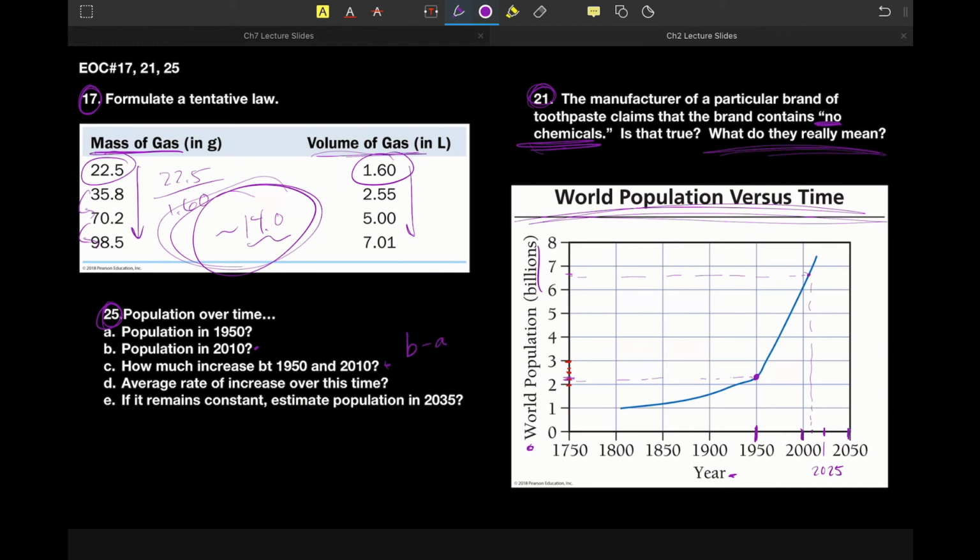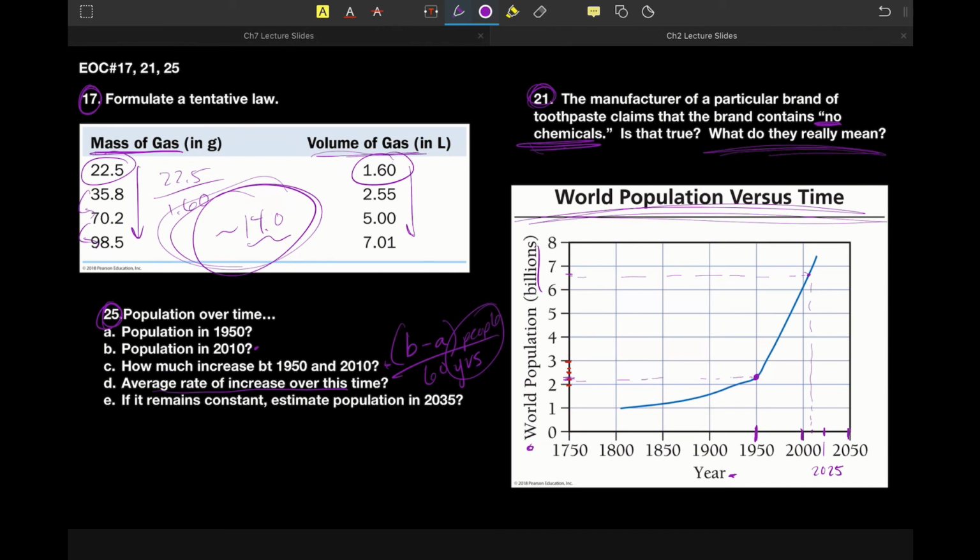For D, if I want to do the average rate of increase, what would I do? Increase over time: B minus A is going to give us a change in people. This is going to be people. And if I want to take that as a per time, I'm going to have to divide by my time unit. So that's going to be 60 years. So I'm going to divide it by 60 years. And then I'm going to get a rate that gives us people per year. Yes, that is the rate of increase of people per year.